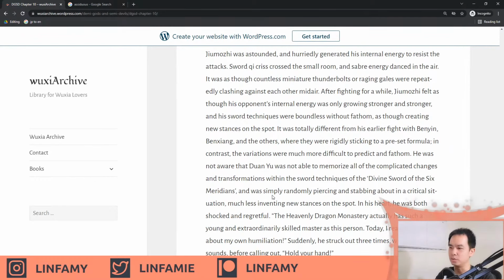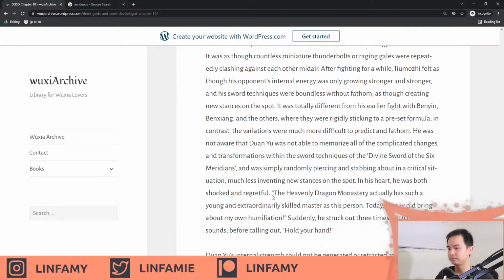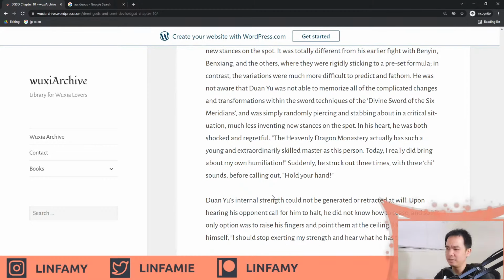He was not aware that Duan Yu was not able to memorize all of the complicated changes and transformations within the sword techniques of the divine sword, and was simply randomly piercing and stabbing about in a critical situation, much less inventing new stances on the spot. In his heart, he was both shocked and regretful. "The Heavenly Dragon Monastery actually has such a young and extraordinarily skilled master as this person. Today, I really did bring about my own humiliation." Suddenly, he struck out 3 times with 3 ch sounds before calling out, "Hold your hand!"